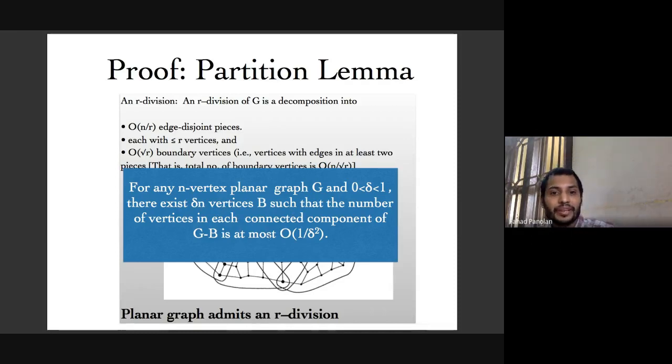So what does it say? You can delete a fraction of vertices in a planar graph and make each connected component size constant. Delta n is a fraction of vertices in a planar graph. You just delete it, and then every connected component has size at most a constant. And this constant depends on delta. I hope it is clear. I'm going to move on to the next slide. If it is not, then just let me know.